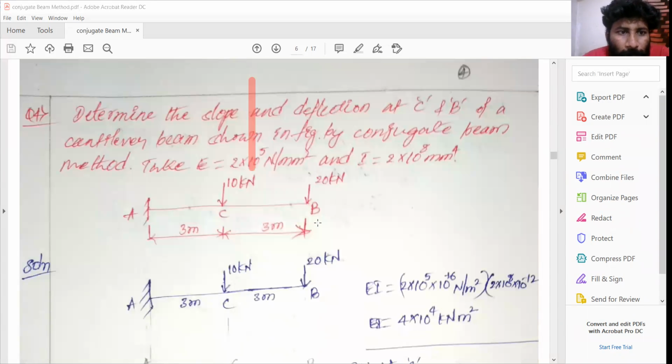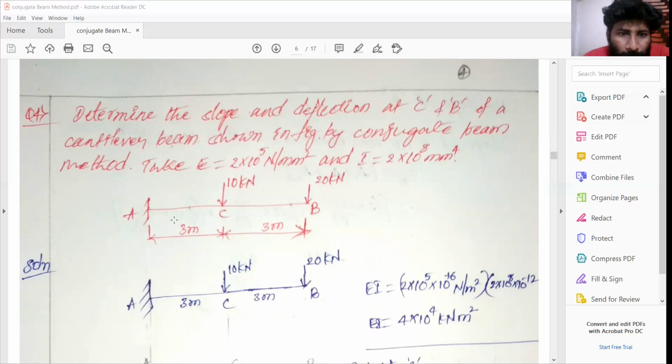Now we'll move on to another problem. Here you can see two point loads are given. Determine the slope and deflection at C, and also at B, of a cantilever beam shown in the figure by the conjugate beam method. Take E equal to 2 into 10 raised to 5 Newton per mm square, and I equal to 2 into 10 raised to 8 mm to the power 4.